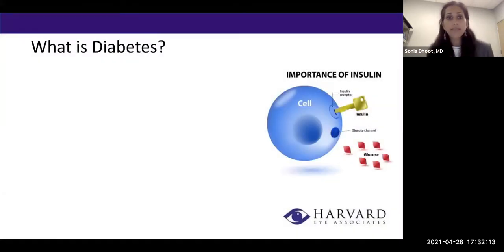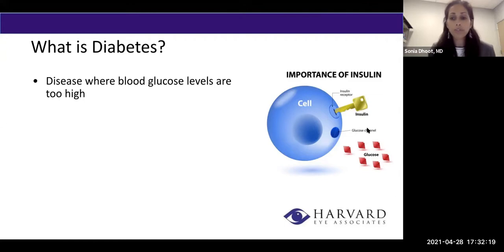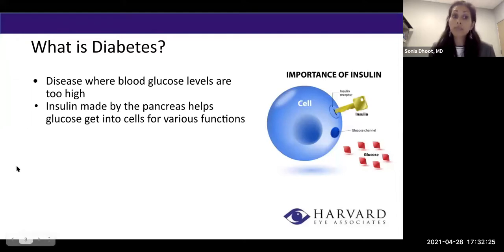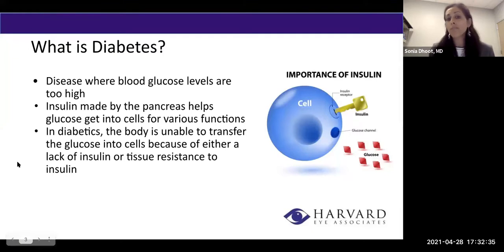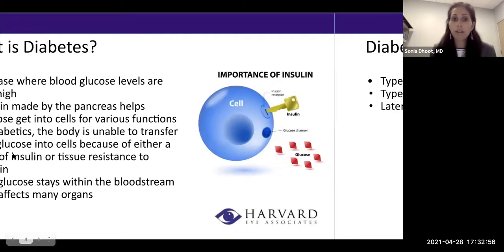So what is diabetes? Diabetes is a disease where our blood glucose levels are too high, and there are a number of reasons that can happen. So there's insulin, which is made by our pancreas, and that helps glucose get into our cells for various functions all over our body. In diabetes, for whatever reason, the body's unable to get that glucose into cells, and that can either be because we don't have insulin, or we have insulin, but our tissues are what we call resistant to insulin. So the insulin is there, but it's not working as it should. As a result, the glucose stays in our bloodstream, and it can affect the organs all over our body.